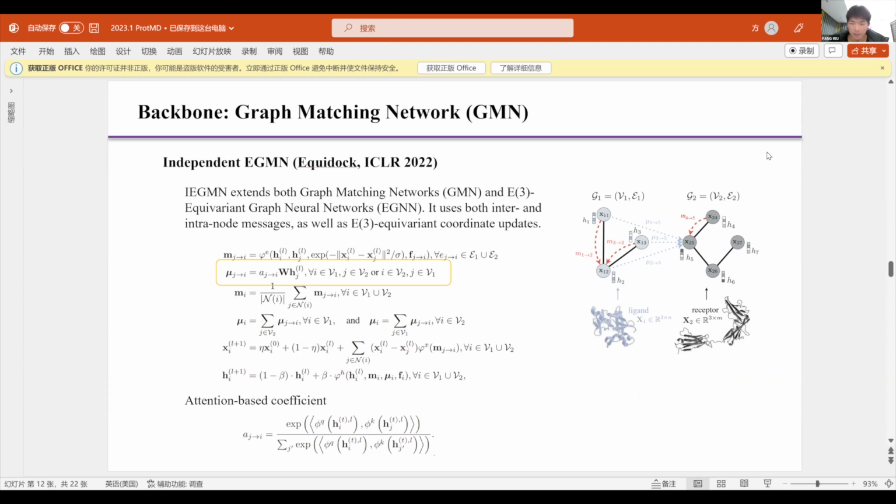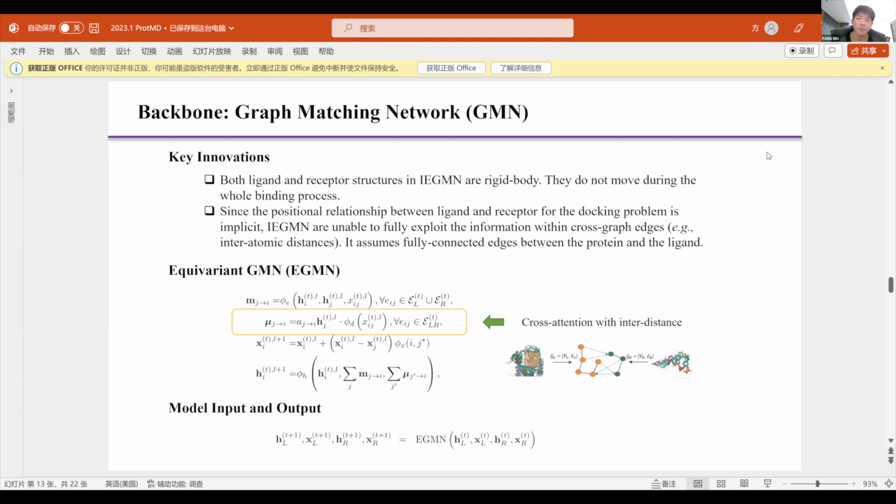Here, I do not introduce the details of how this network works, and I highly recommend you read the original paper of EquiDock. But here we can just focus on the line in the yellow box. As EquiDock is used to dock two proteins, the relative positions between these proteins are unknown. So it only uses attention-based coefficients to aggregate the messages between the ligand and the receptor.